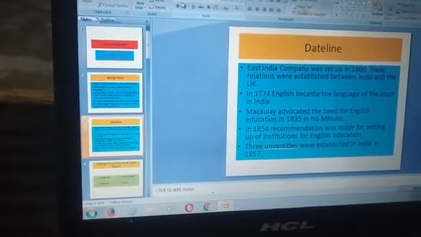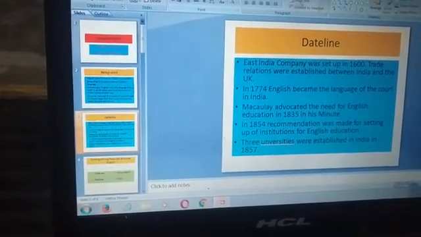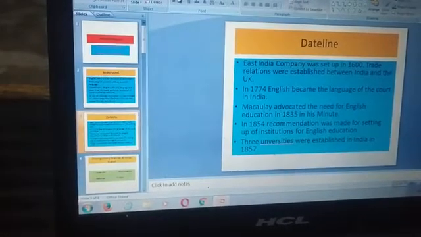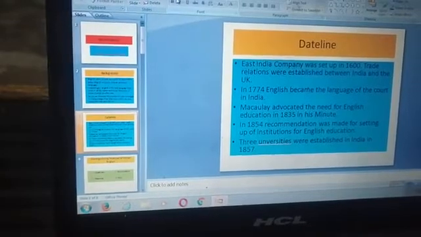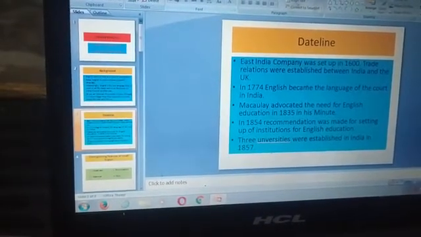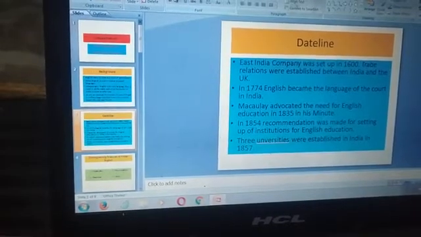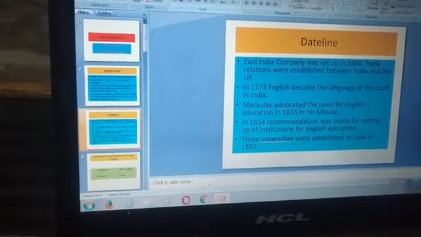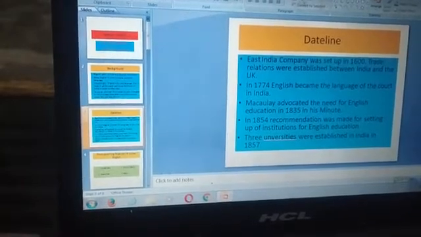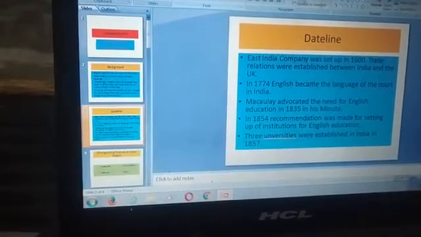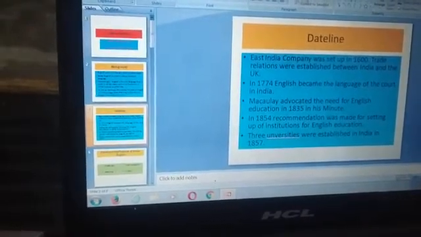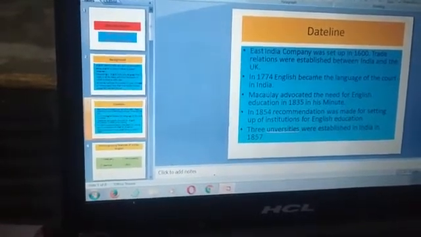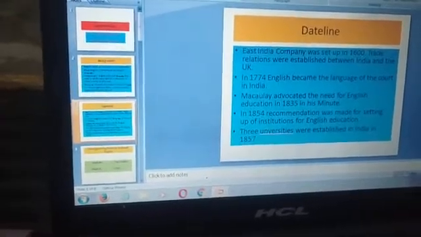About more than 150 years after the establishment of the East India Company, the British company was in a position to take hold of India, and it was in 1774 that for the first time the English language became the court language of India. Thereafter, English never looked back, and there was a heated debate between the Orientals and the Occidentals on the issue of the use of English in India.